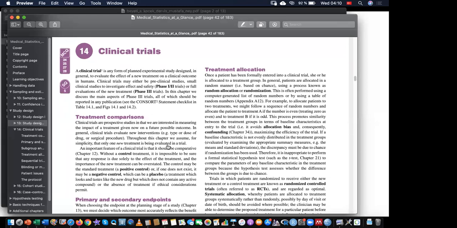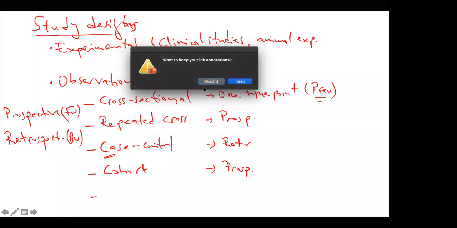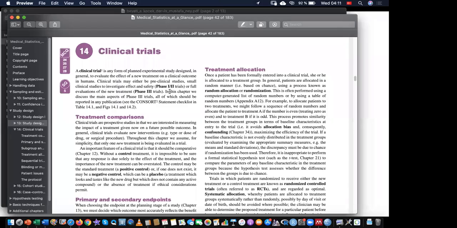Today, I want to discuss with you the clinical trials. So what I mean by clinical trials, I mean the experimental study in humans, okay? A clinical study is a form of planned experimental study, to evaluate a new treatment on a clinical outcome. So it's about the medications or a treatment method in humans.